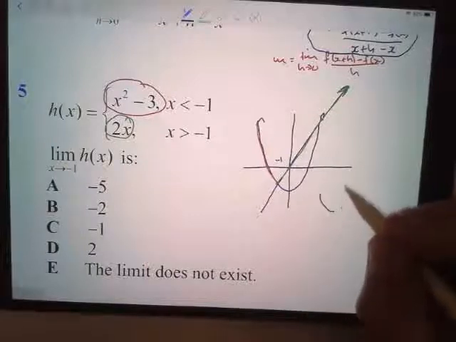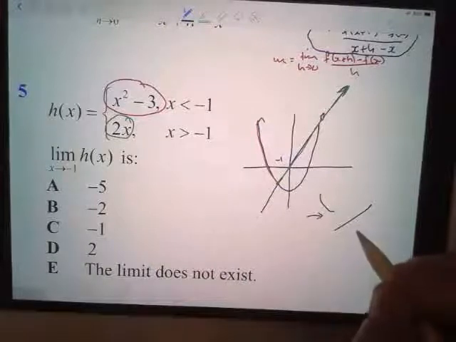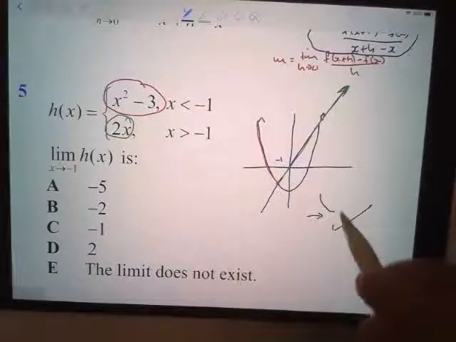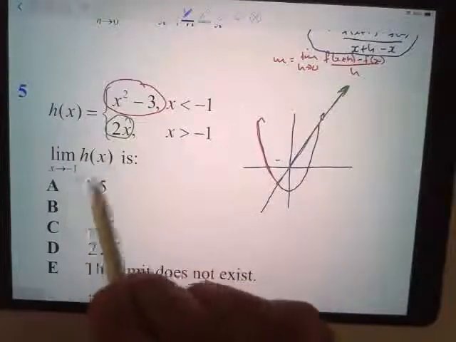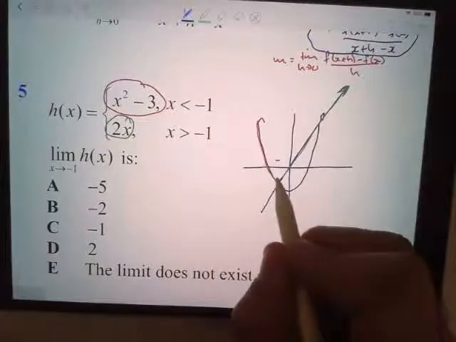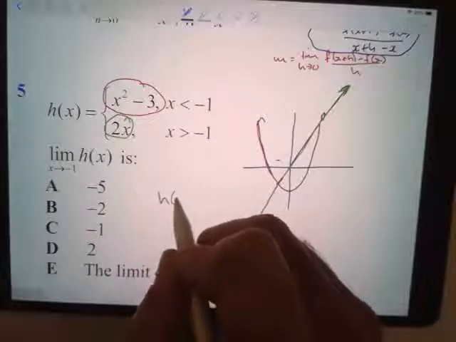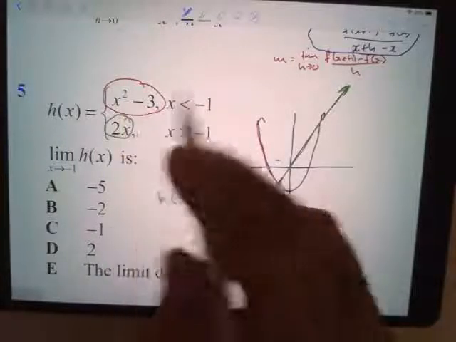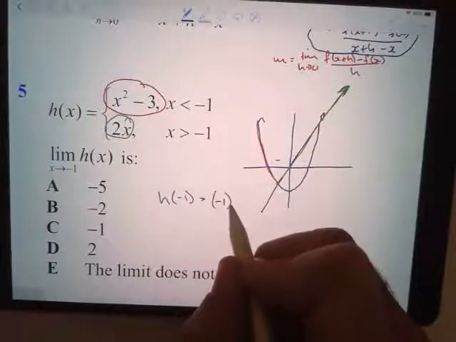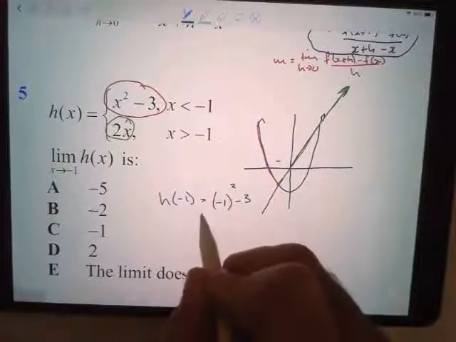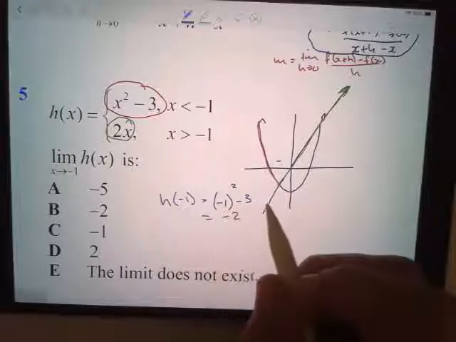Otherwise, it means the graph looks like, at x = -1, it looks like that. It doesn't approach from the left and from the right to the same point. So let's go and have a look if this is happening. When I approach x from the negative side, I'm going to use my red equation. So I'm going to put -1 in there. What does it approach? It is then (-1) squared take away 3. And (-1) squared is +1, 1 take away 3 is -2.